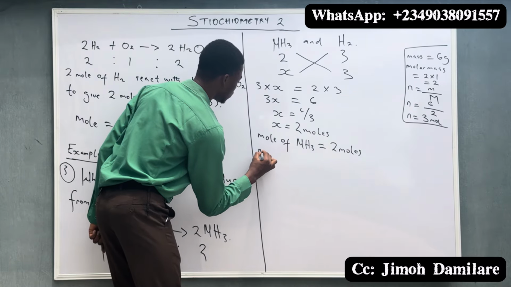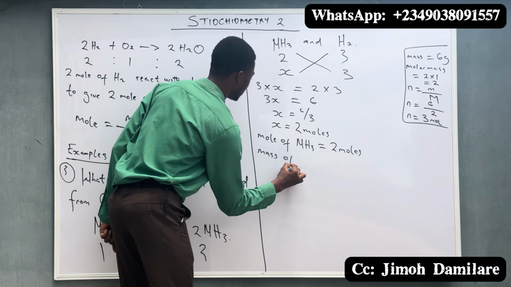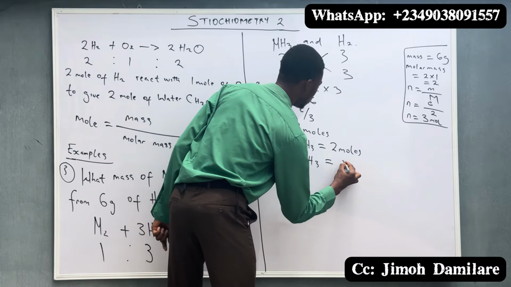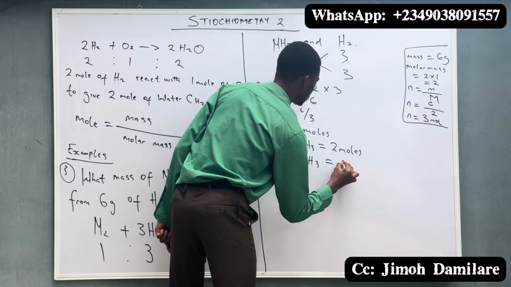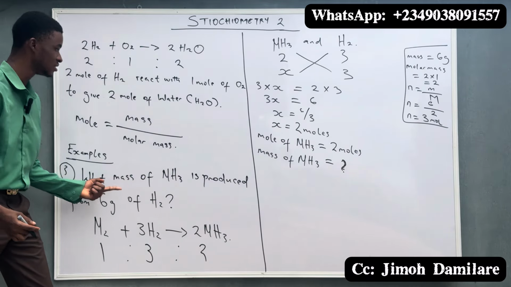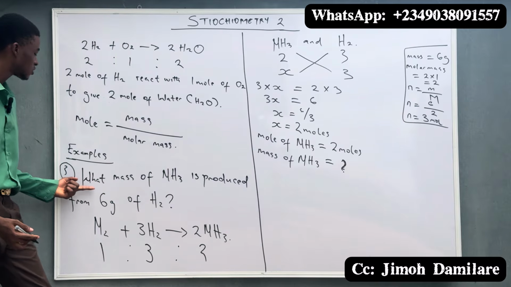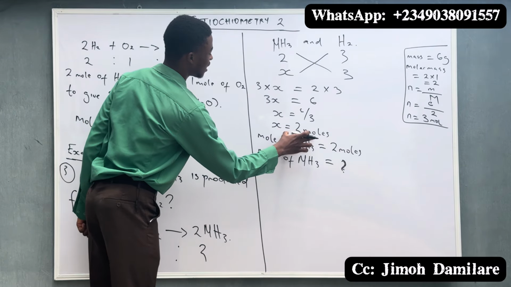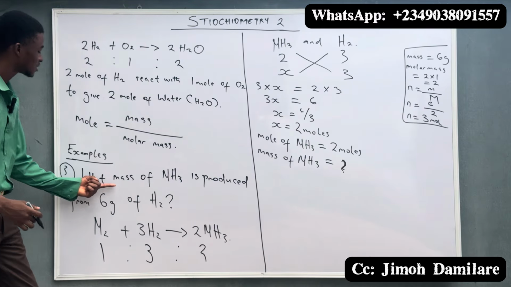And the mass of NH3 is equal to unknown. So it's equal to unknown because the question is asking us what mass of NH3 and not what mole. Assuming the question is asking us what mole of NH3, we would just leave our final answer at 2 moles. But the question is asking what mass.